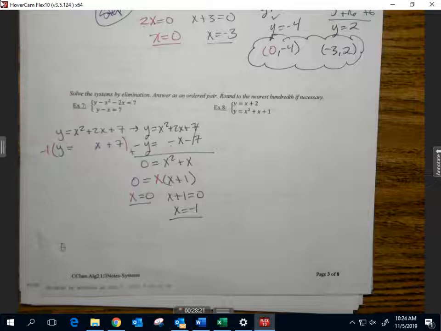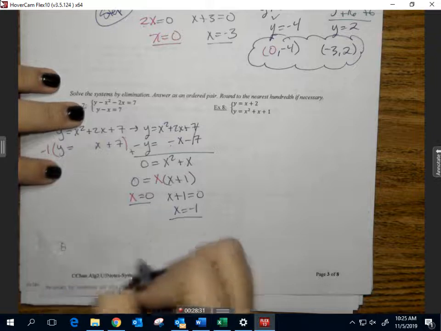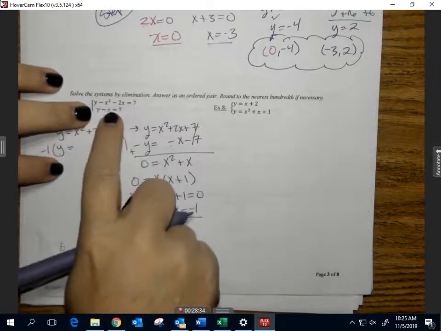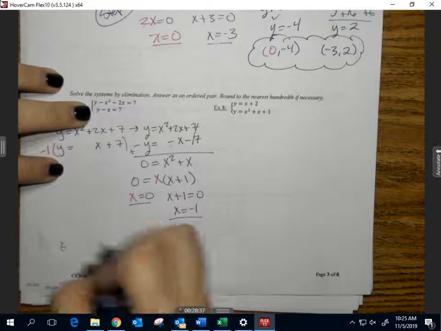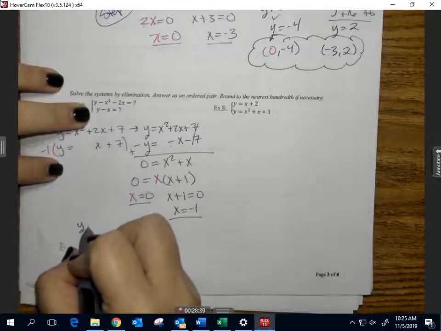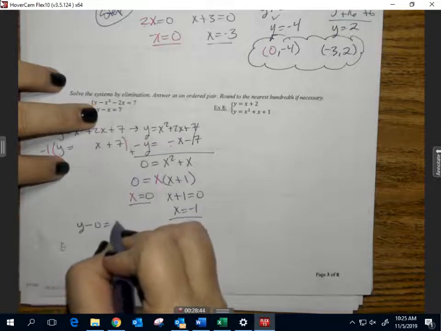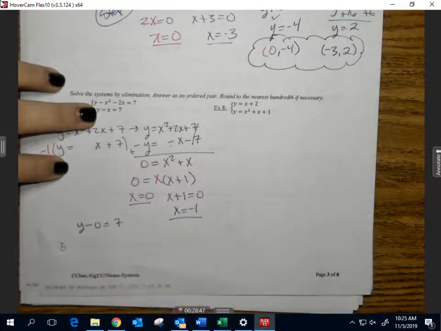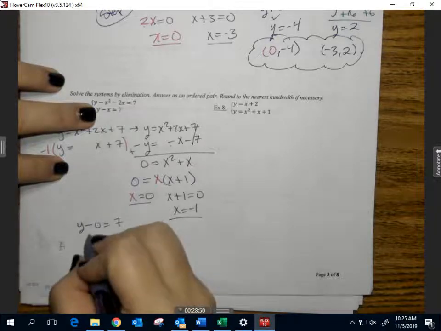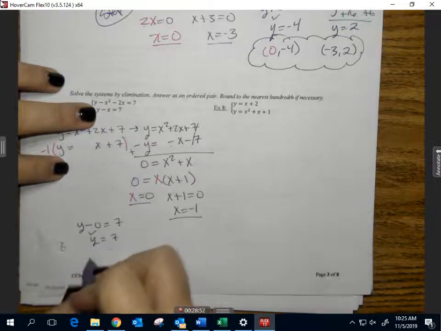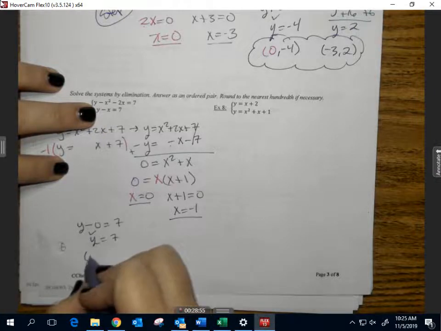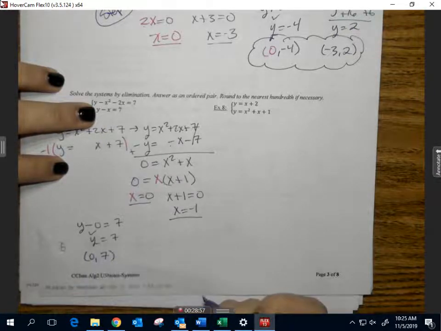Which one should I use? First or the second? Second. It looks easier, right? It just looks easier. So let's use the second equation. And where I see x in the second equation, I'm going to plug in my x value. So first I'm going to have y minus, and instead of x, I'm going to put 0, equals 7. Well, what's y minus 0? It's just y. So y equals 7. That means my point is 0, 7, where they intersect.